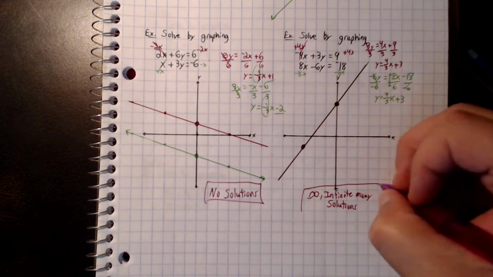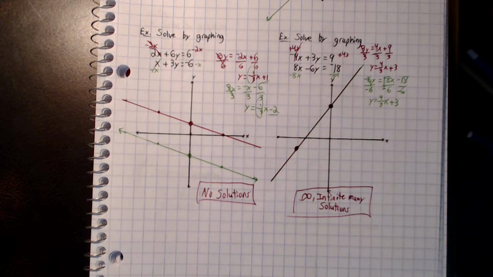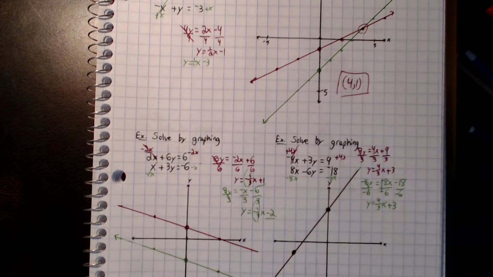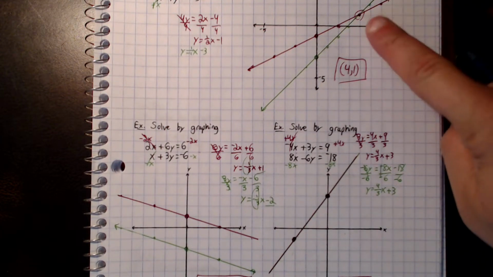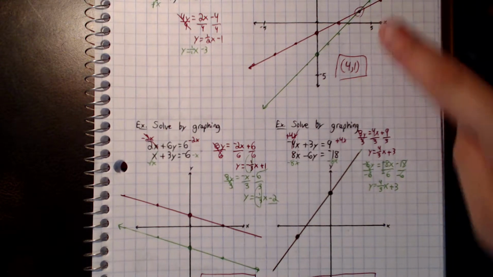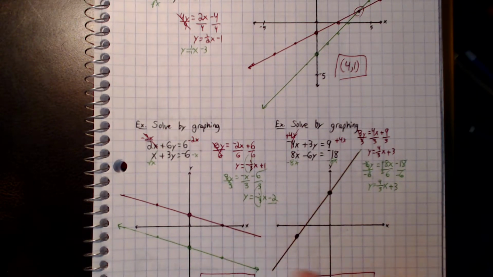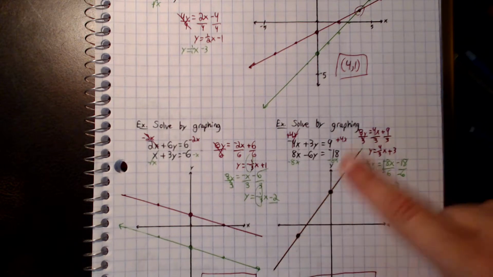Spelling's not my best here, guys. Sorry if I spelled infinite wrong. Okay, but here you go. Here are 3 all on the same screen. Solution set where they intersect, no solutions where they are parallel, and then infinitely many where they're the same line.